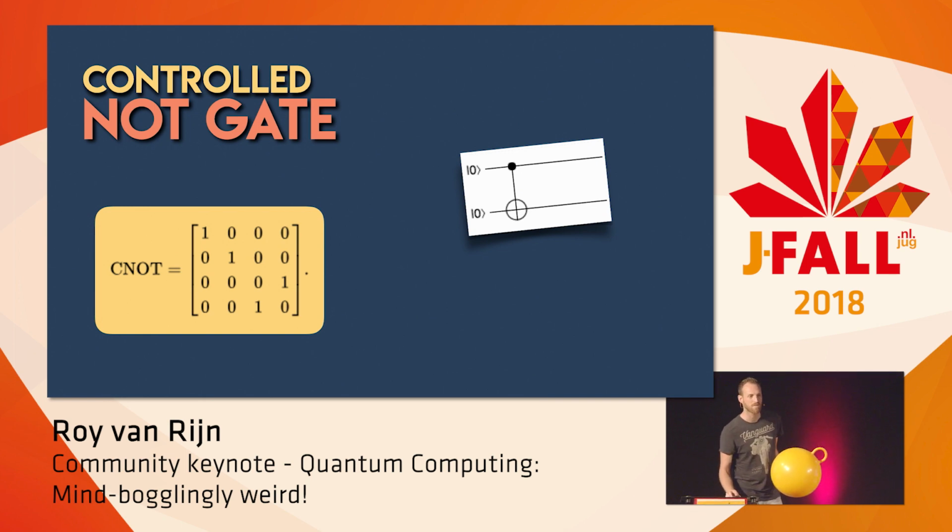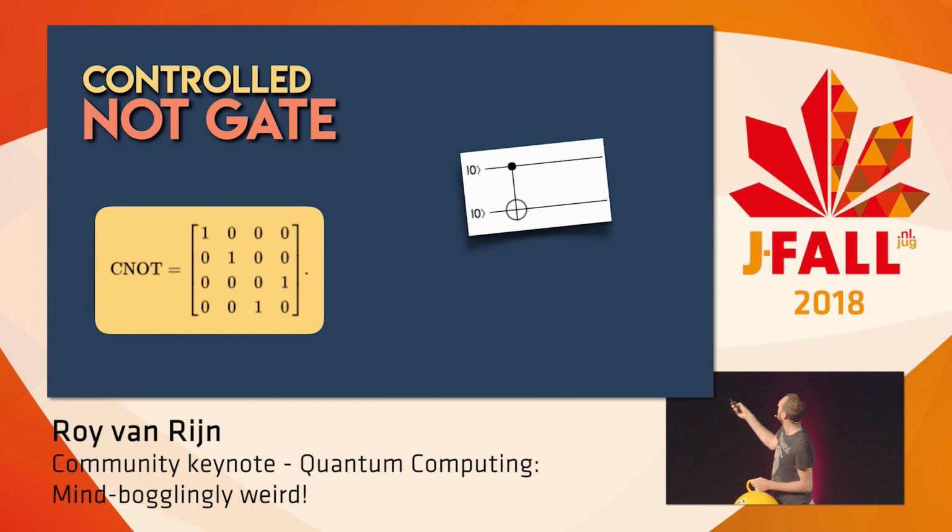A controlled NOT. There are actually more complicated things you can do with a quantum computer. This is how you program a quantum computer. The first line represents the first qubit. The second line represents the second qubit. The black dot is a control point. If this qubit is 1, this one will flip. If this is 0, nothing happens. It's a controlled NOT.